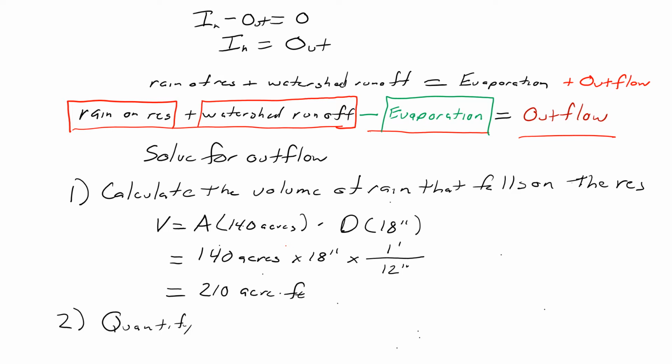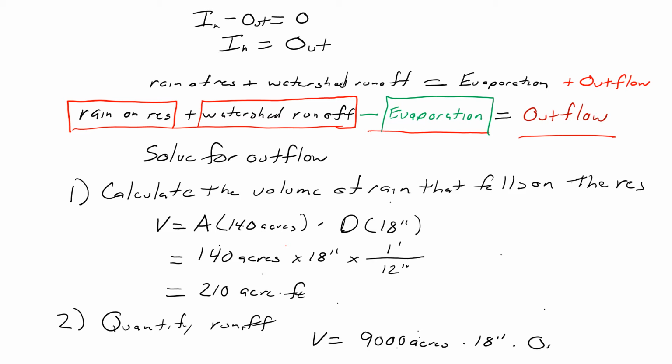Second part is watershed runoff. So let's quantify runoff. So the volume of water that runs off is going to be what? Again, we're going to probably use acre feet here. How big's the reservoir, or how big's the watershed? 9,000 acres. How much water falls on it? 18 inches again.